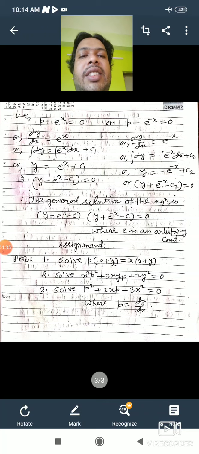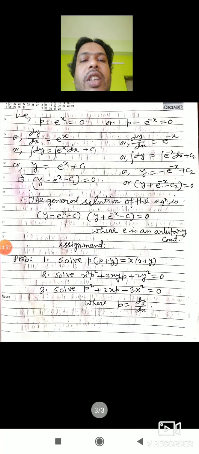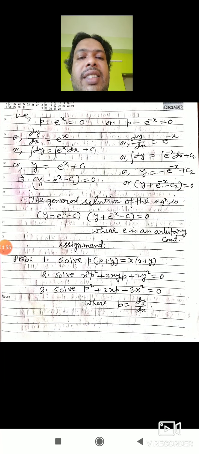Another factor: dy/dx equal to e to the power minus x. Integrating both sides by variable separation, integral of dy equals integral of e to the power minus x dx plus c2. So y equals minus e to the power minus x plus c2, so y plus e to the power minus x minus c2 equal to 0. Therefore the general solution is (y minus e to the power x minus c) into (y plus e to the power minus x minus c) equal to 0. We write c1 and c2 equal to c, where c is the arbitrary constant.